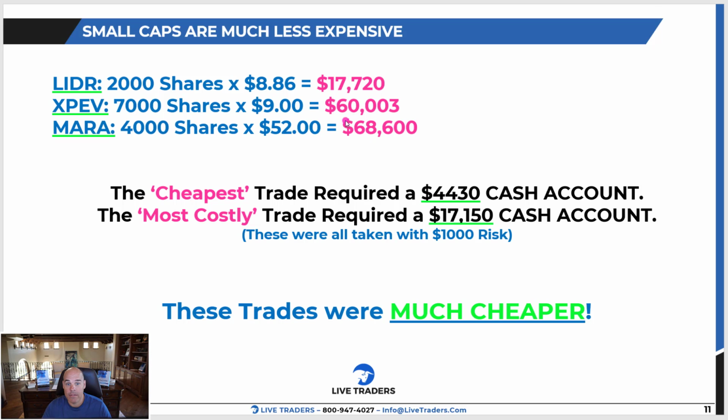But that's the margined amount, right? The cash required to take the cheapest trade was $4,400. The cash required to take the most expensive, most costly trade was 17 grand. And guys, this is at $1,000 risk. Like I said earlier, you're not going to start at $1,000.